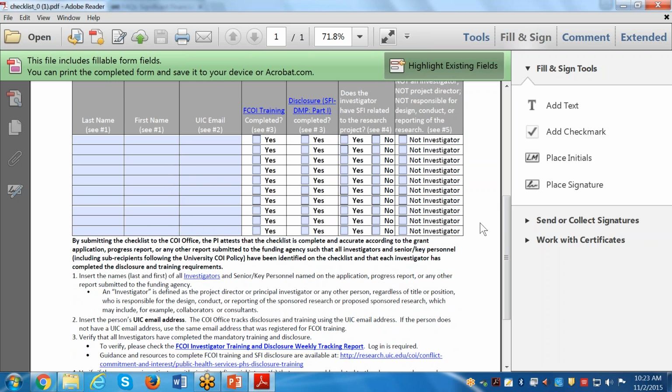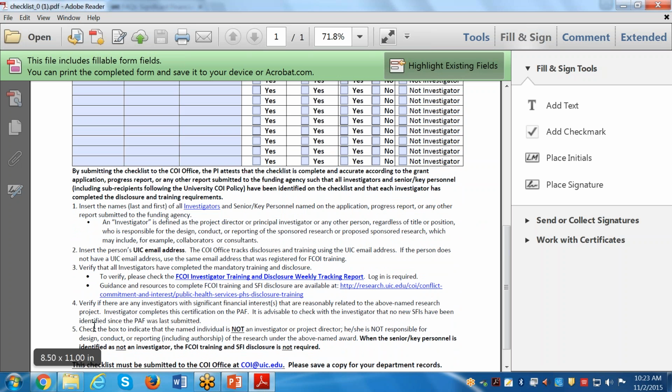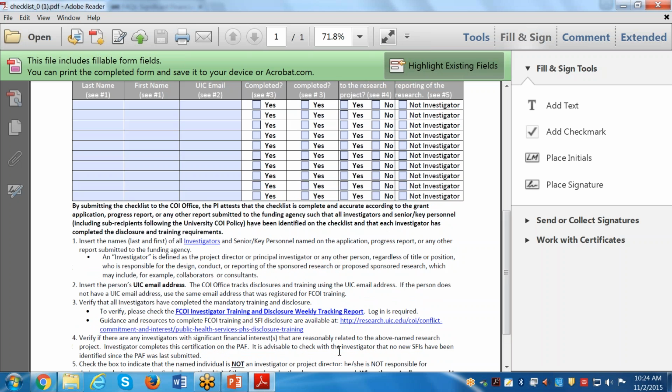The same information is below, but we have added some information about this number 5, which is indicating if you check the not an investigator, because they don't do the design, conduct, or reporting of the research, and that includes authorship, then you can check that no. And then that person does not have to do the training and the disclosure. It's not required when that is checked no.